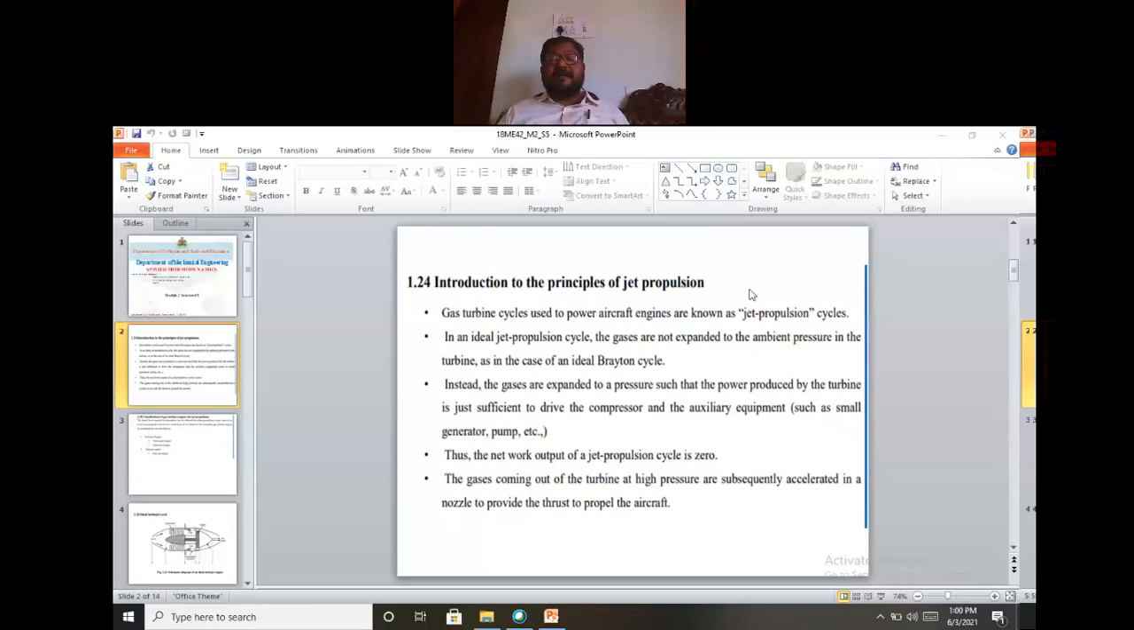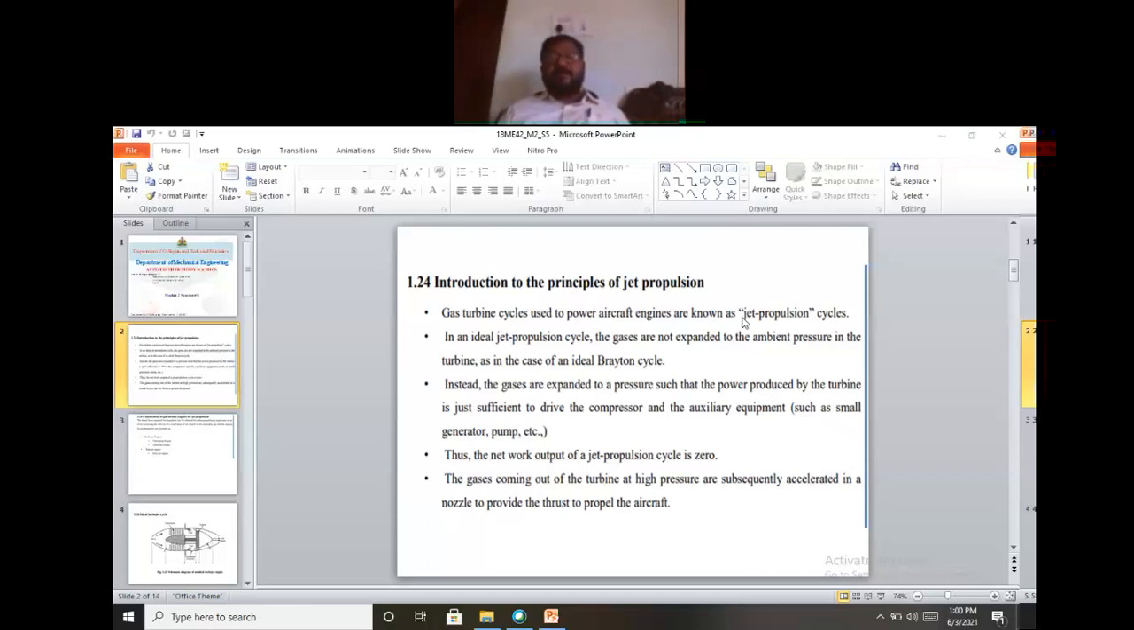In the Brayton cycle, gases are expanded up to the ambient pressure, but it is not so in jet propulsion. Instead, the gases are expanded to a pressure such that the power produced by the turbine is just sufficient to drive the compressor and auxiliary equipment inside the engine.